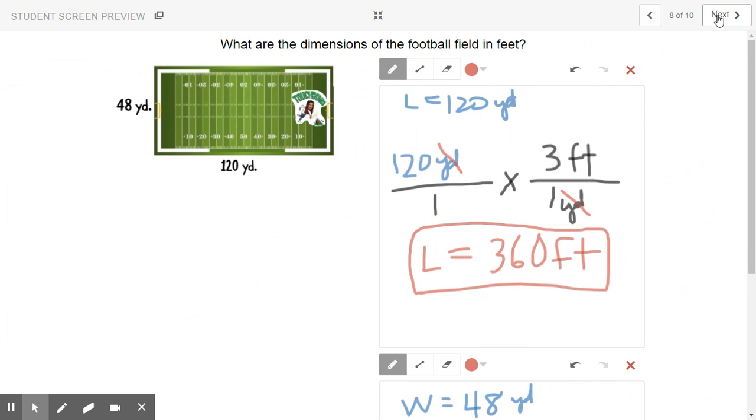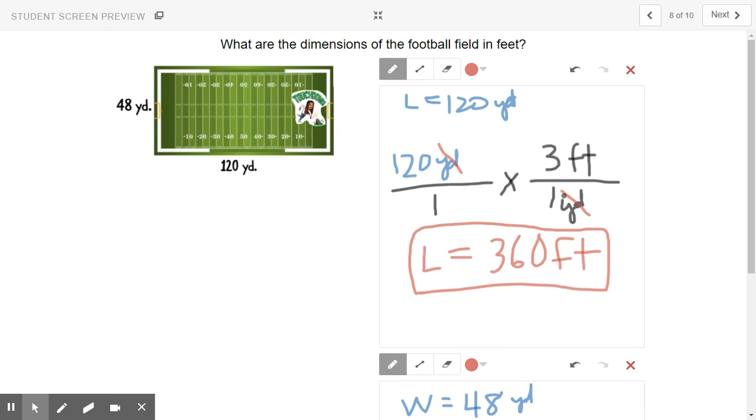What are the dimensions of the football field in feet? So you need to know the relationship that 1 yard is 3 feet. So let's find the length of this football field first in feet. Right now it's 120 yards, so I use a conversion factor times. I put yards on the bottom, feet on top.